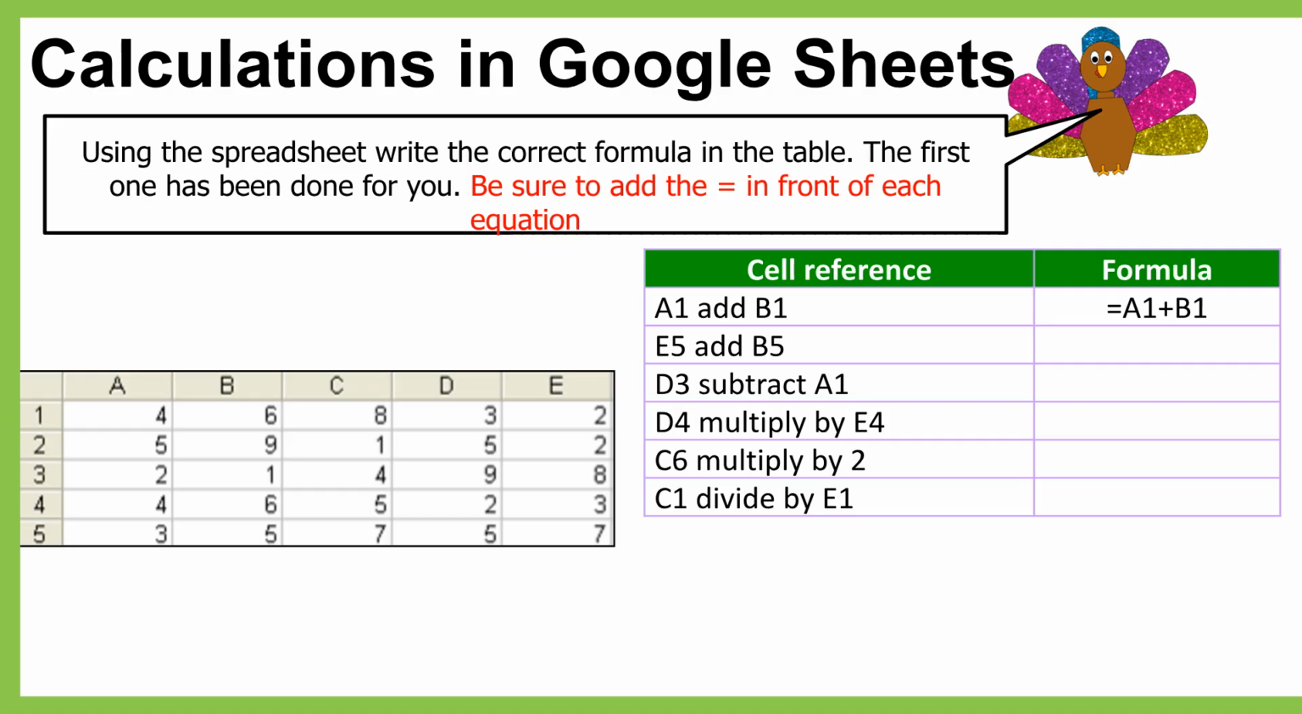Now use the provided spreadsheet data to write the correct formulas for the remaining cell references. Remember to begin each formula with an equals sign. One example has been done for you: equals A1 plus B1. You will want to fill in the rest of the answers on your assignment later on.